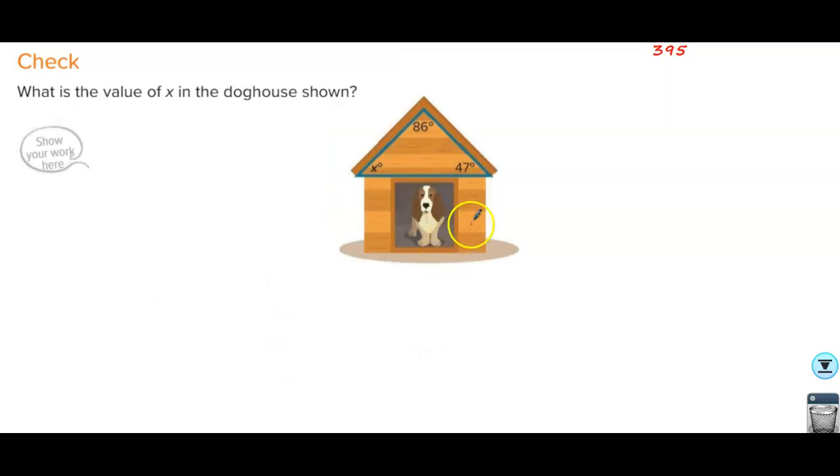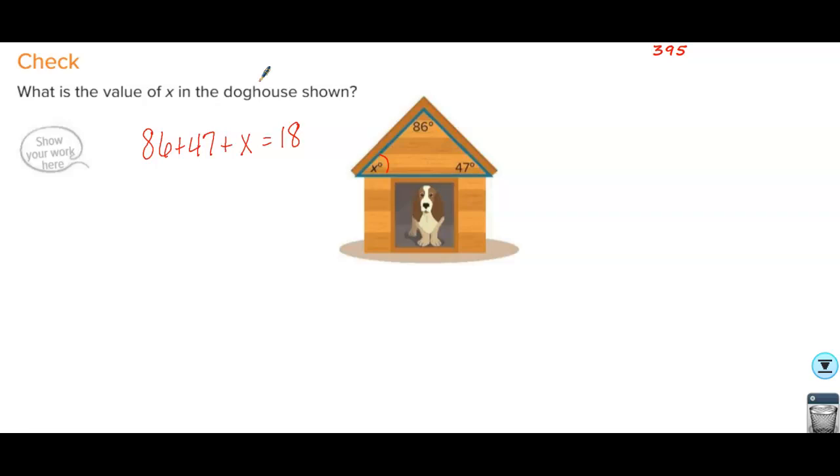All right, so what is the value of x in the doghouse? They want us to find this angle right here. Okay, we know these two. So what we would do is say, okay, 86 plus 47 plus x equals 180. Well, if you add 86 and 47 together, give me a second, I do have a calculator on me.